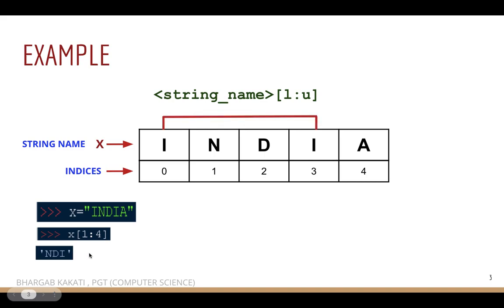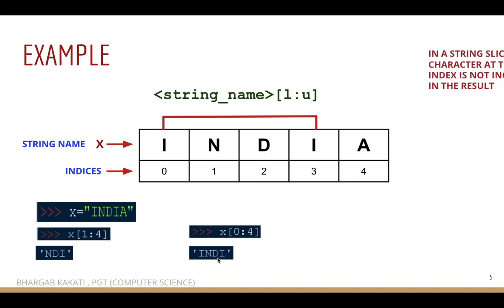Alright. Now let's suppose I want to display INDI. Then how will I write it? I'll have to write X and then within brackets the lower limit, that is 0, and since I want to display till the third index, I need to give one more index than that. Therefore, I need to give the index as 4. So if I give X[0:4], then I'll get the result as INDI.